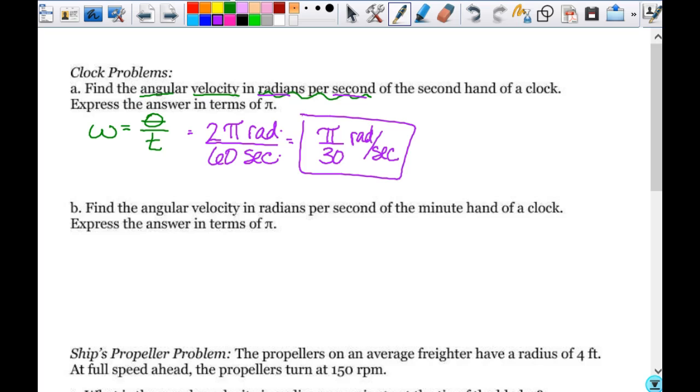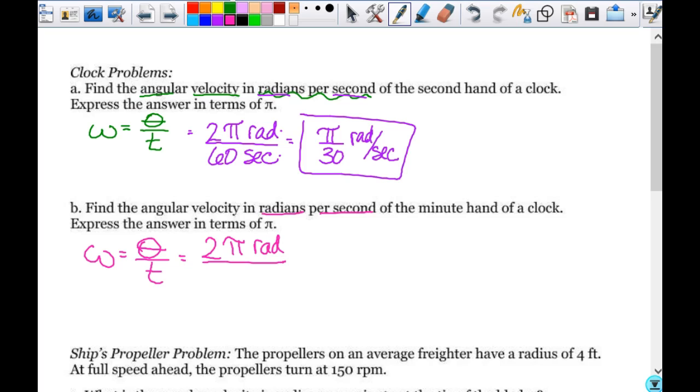Everybody good with that? Okay, so now this one, which was like the hardest question ever for me on Thursday. Angular velocity in radians per second. So again, I want radians per second of the minute hand of the clock. Okay, so again, it's omega equals theta over t. So I know that it's still 2 pi because we're talking about 1 revolution. So it's 2 pi radians over, it takes a minute hand.